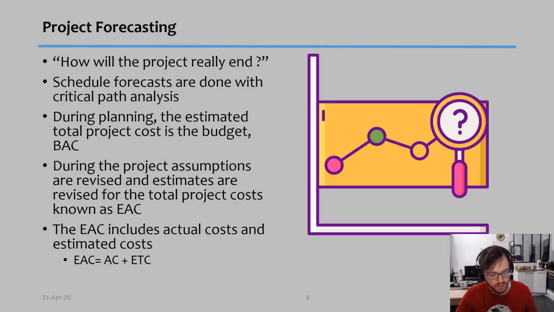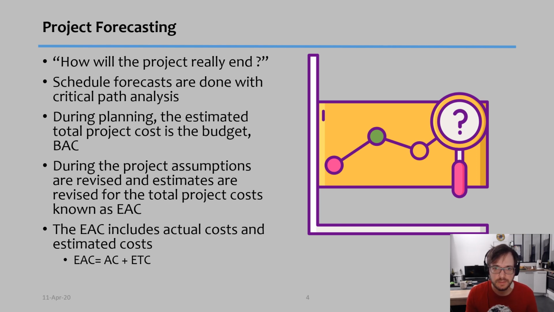So project forecasting basically answers the question, how will the project really end? And here there are many different types of forecast we can do. For example, if you're doing a schedule forecast, then you do this with the critical path analysis, and you try to understand if things are going well or if some tasks need to be adapted.